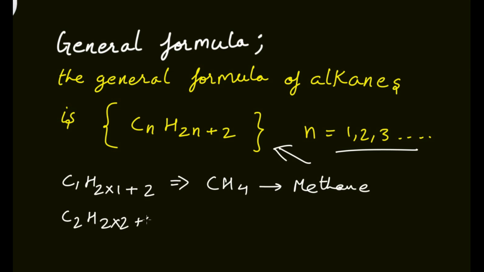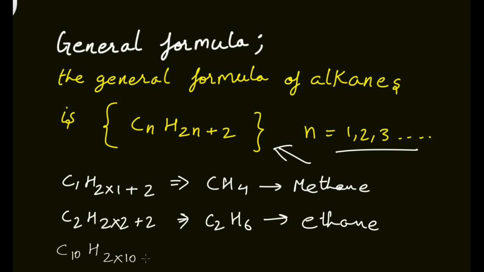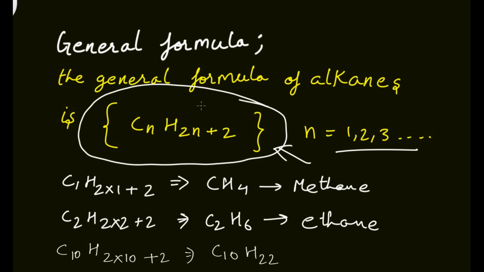Now use 2: C2H(2 into 2 plus 2). You will get C2H6. This is ethane, the second member, and just like that you can go as long as you want. Let's take 10, C10. H will be 2 into 10 plus 2. What you will get is C10H22, right? That's how the formula works. So if any compound is alkane, it will definitely follow this particular general formula.